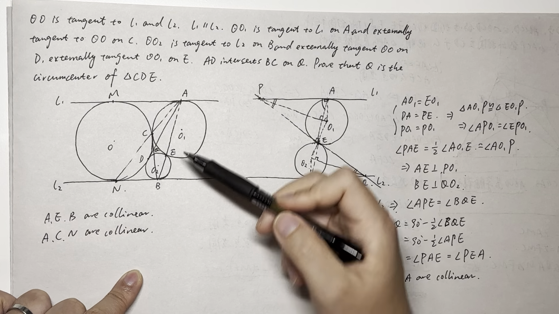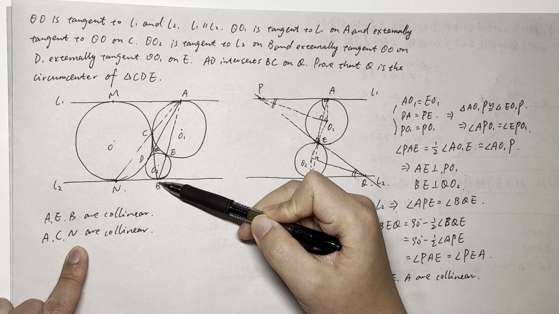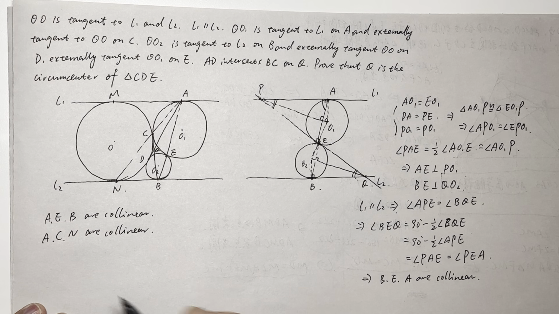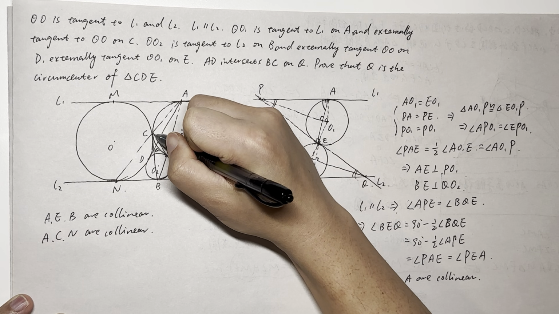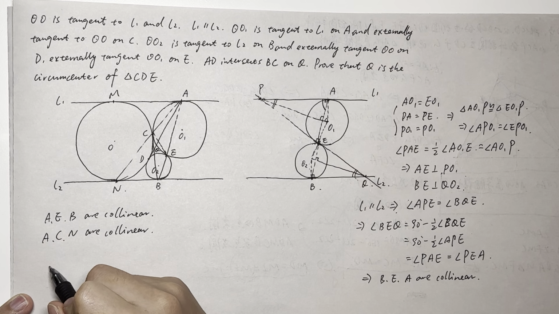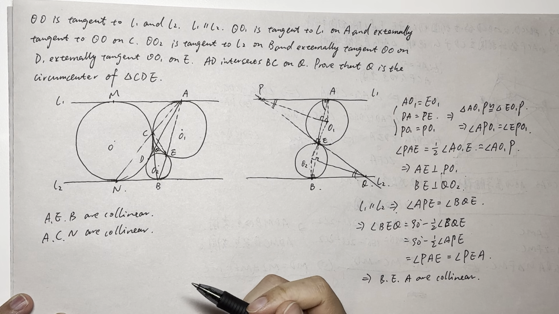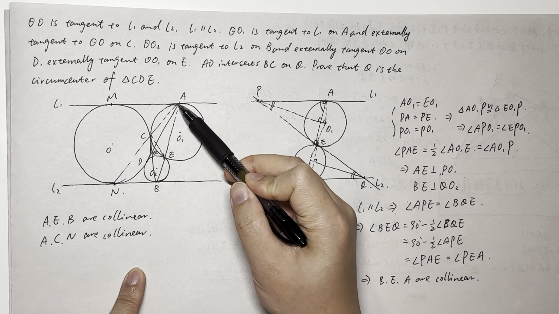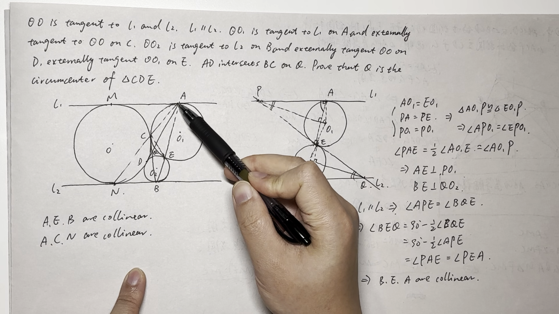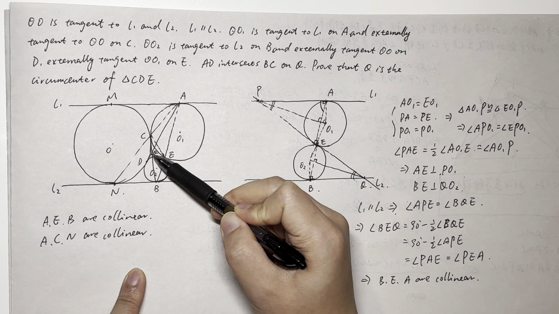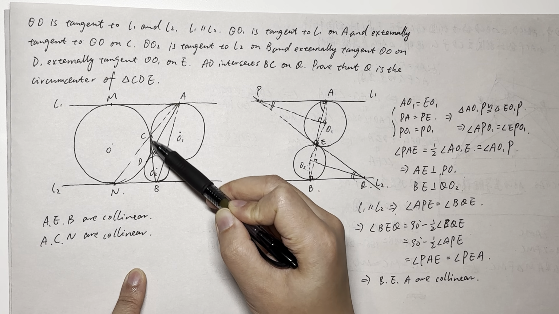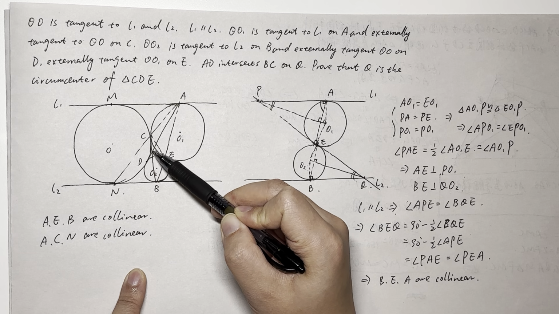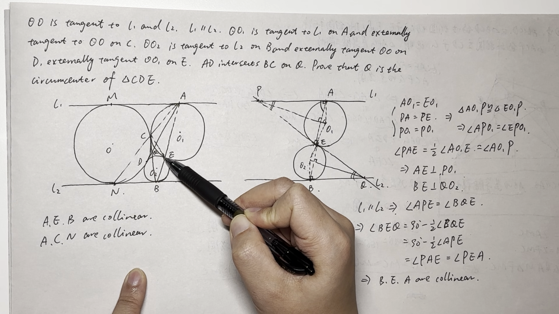ACN are collinear, and AEB are collinear. So let's connect CE. What am I looking for, you may ask? Because we want to prove that the intersection point of AD and BC, the point Q, is the circumcenter of triangle CDE, right? So we need to prove that CQ equals QD equals QE.